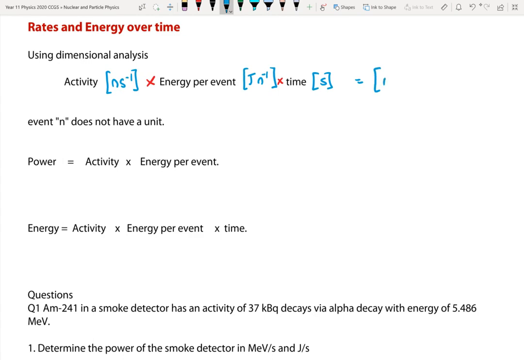Let's use dimensional analysis. N s to the negative 1, J N to the negative 1, times s. And we get some cancelling. The seconds cancel with the per seconds, and the N cancels with the per N. And we're left with a unit of joules. Okay?